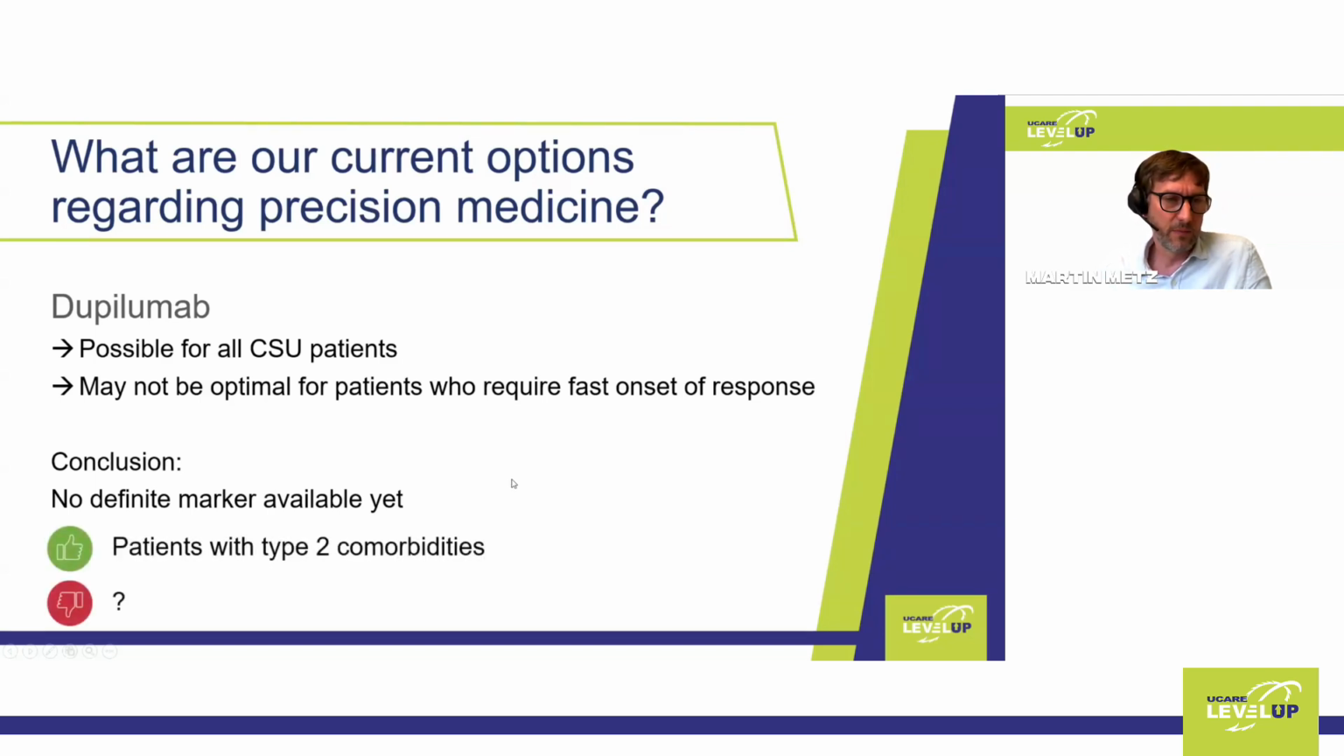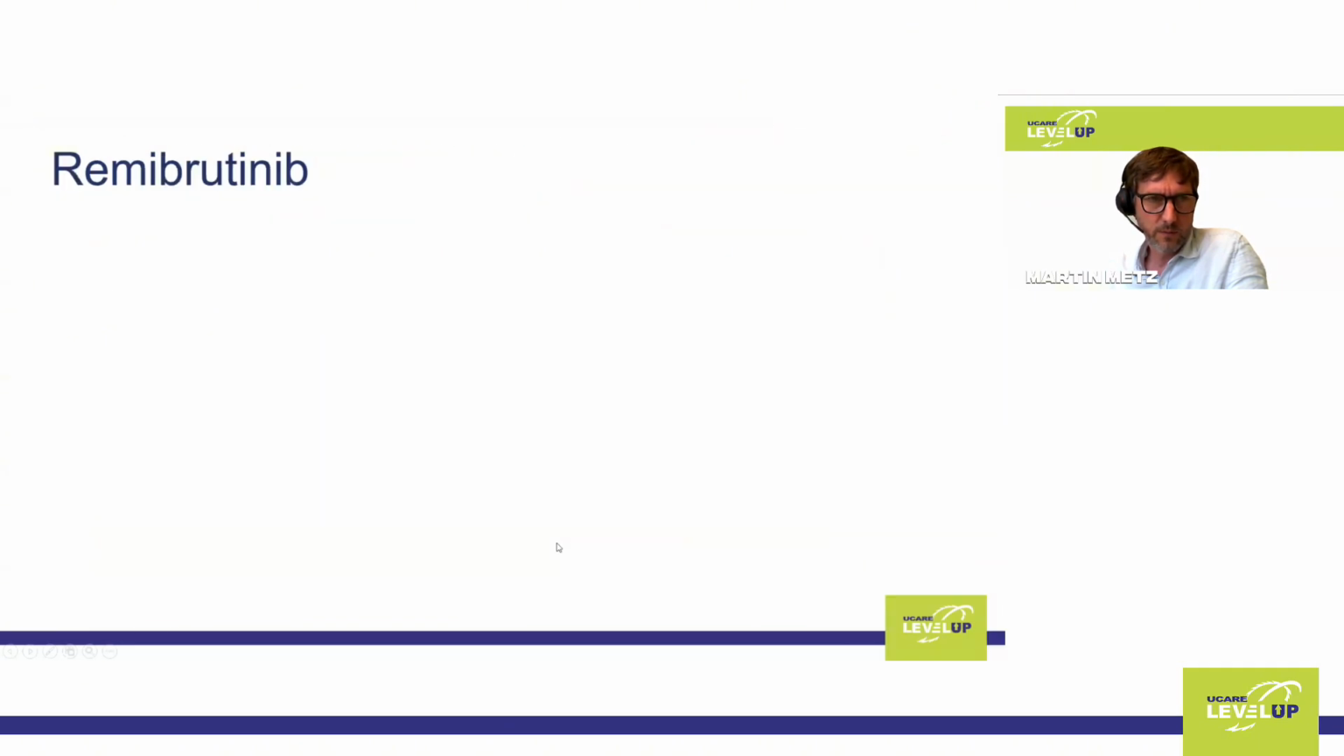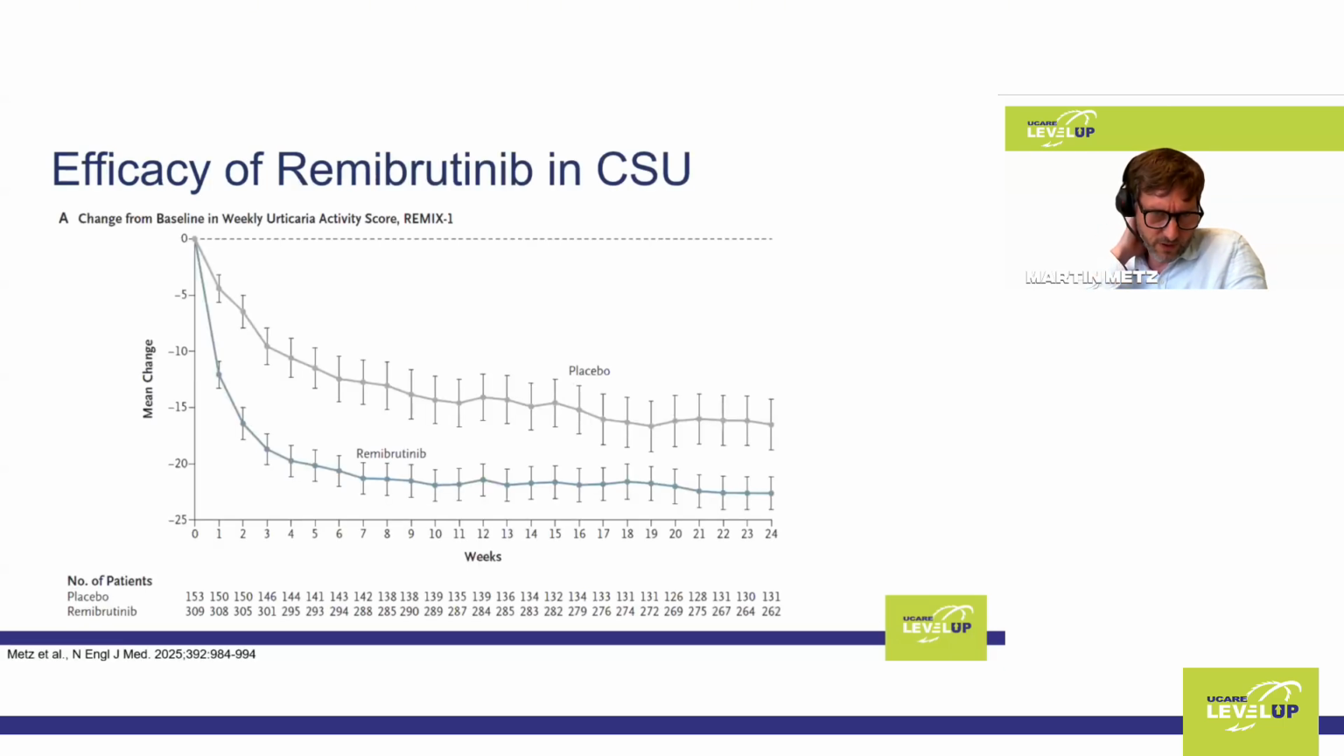We can see that regardless of endotype, there might be a benefit for choosing patients that have type 2B comorbidities that lie within the indication spectrum of dupilumab. We don't know yet who are the absolute non-responders. So that finally brings me to remibrutinib, and we have the phase 3 data here. I just show Remix 1, one of the phase 3, but it's the same for Remix 2, the identical other phase 3 trial.